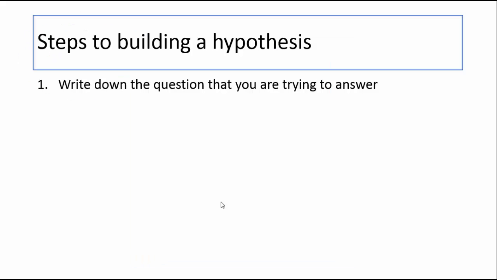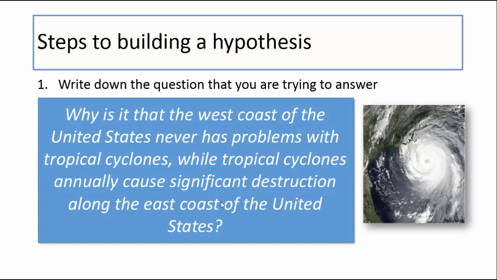First, write down the question that you are trying to answer. In this case, the central question of Lab 3 is, why is it that the west coast of the United States never has problems with tropical cyclones, while tropical cyclones annually cause significant destruction along the east coast of the United States?